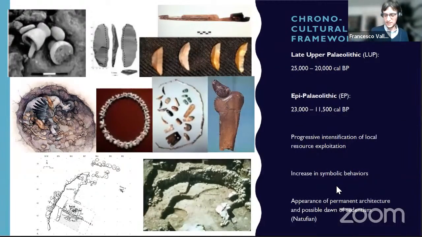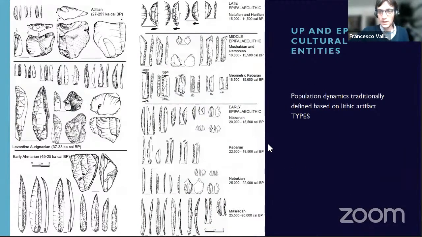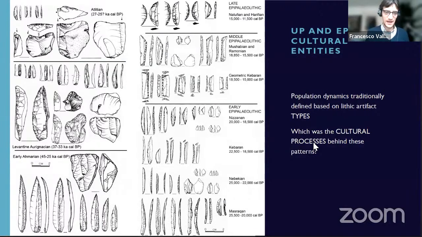And finally, especially at the end of this period, corresponding to the Natufian cultural entity, we see the appearance of permanent architecture and possibly of sedentism. That is the first step, let's say, towards agriculturalism and the Neolithic. In this period, the terminal Upper Paleolithic, we have a series of traditionally defined cultural entities that are used to define the cultural dynamics at the time. These cultural entities are mainly tracked based on typological traits of the lithic assemblages, like the type of tools and other more general attributes. But which are the cultural processes that are behind this variability in lithic attributes, behind these patterns that we observe in the archaeological record?